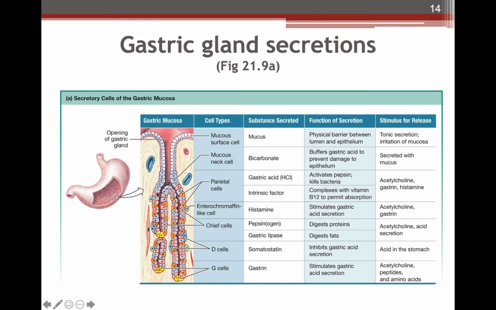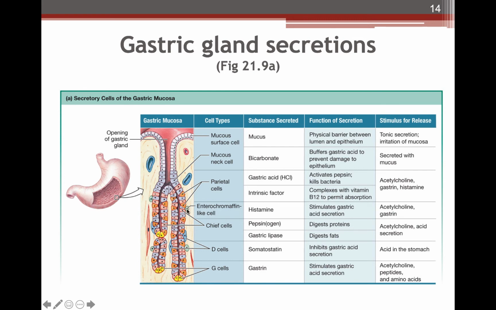And then as we go a little bit further down, now we get into the real workers of these gastric glands. The parietal cells, which make the gastric acid, the hydrochloric acid, which will kill bacteria that come in on our food, and it also activates pepsin from pepsinogen. It also denatures proteins, exposes their peptide bonds for pepsin to get in there and start cutting up. Also releases another substance called intrinsic factor, which is important for vitamin B12 absorption. Helps to permit that to be absorbed.